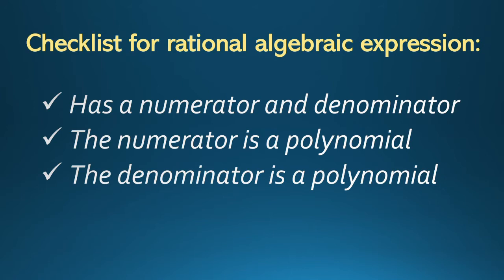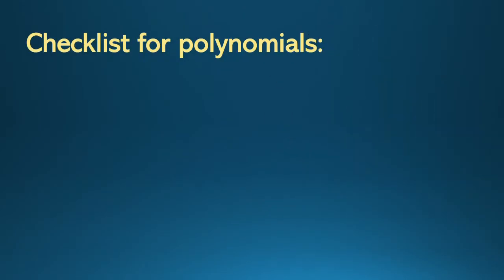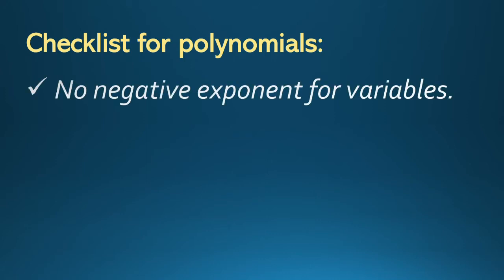Yung una, madali lang maintindihan. Numerator and denominator lang, syempre, kayang-kaya nyo yan, di ba? Pero ito, polynomial daw si numerator at polynomial daw si denominator. Paano natin malalaman kung polynomial si numerator at polynomial si denominator? Ito naman yung checklist natin for polynomials. First, no negative exponent for variables. So, dapat positive yung exponents ng terms sa isang polynomial.